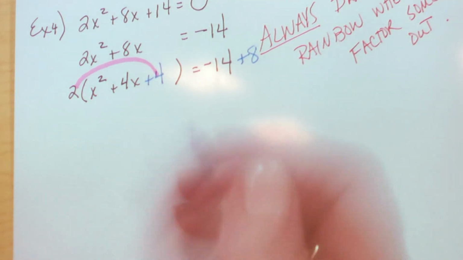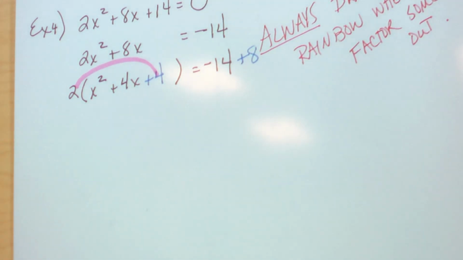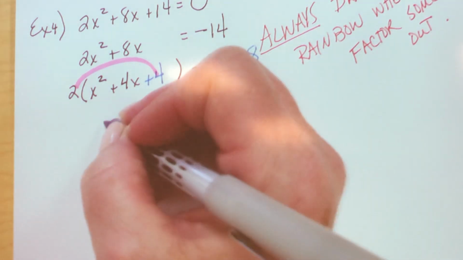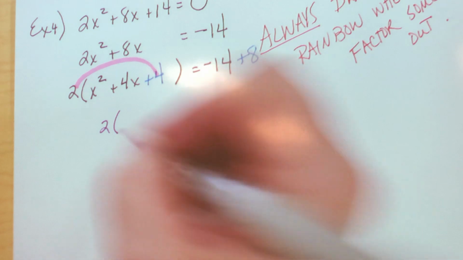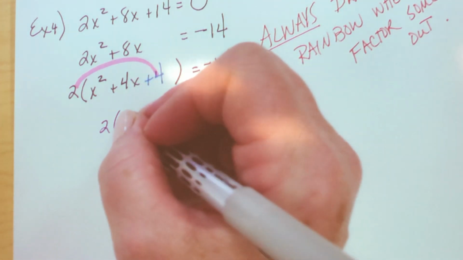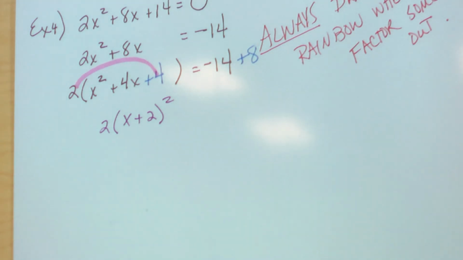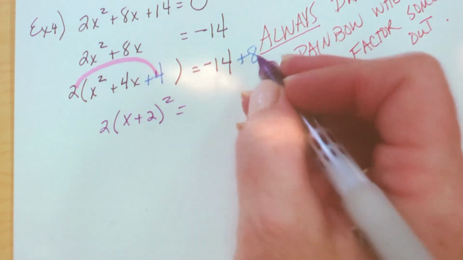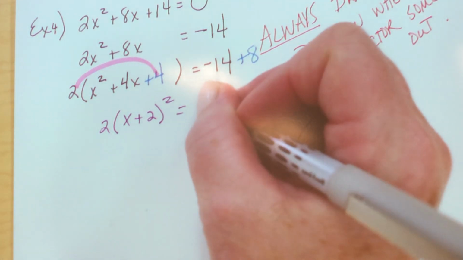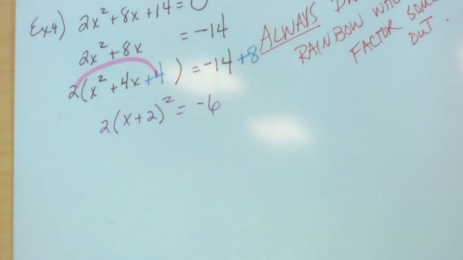Now we're going to write this quantity as a binomial square. See if you can do it. Don't drop your 2. You should have gotten 2 times quantity x plus 2 squared. Do you agree? Over here, what is negative 14 plus 8? Negative 6. Don't drop signs, guys.